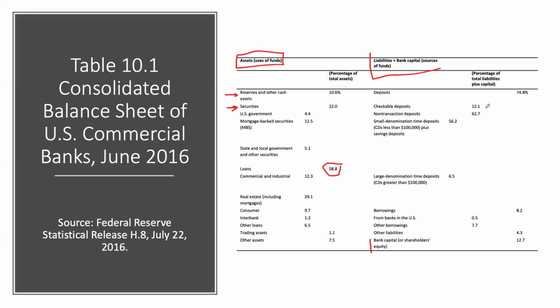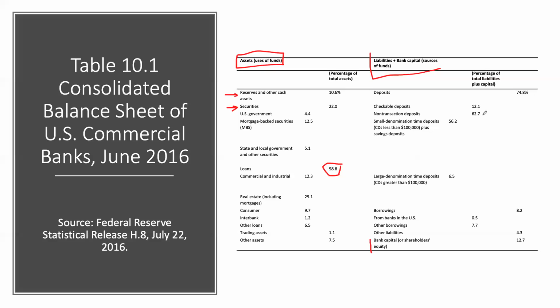12.1% is in checkable deposits. This is checking accounts or negotiable order of withdrawal accounts. And about 62.7% are in non-transaction deposits. You can think of these as savings accounts and other savings instruments where you can't write a check against the savings account. You write a check against your checking account, but most people hold most of their cash inside a savings account, an interest-bearing account of some kind, and then the rest is held in the form of a checking account.